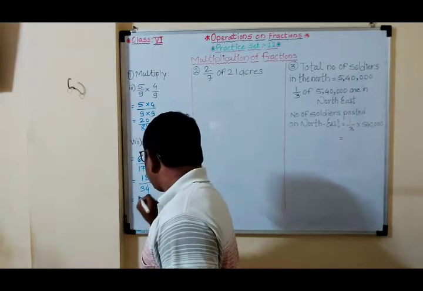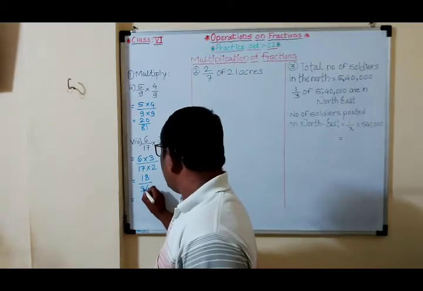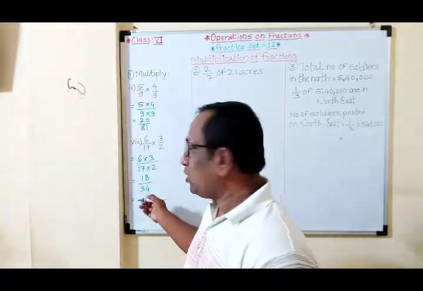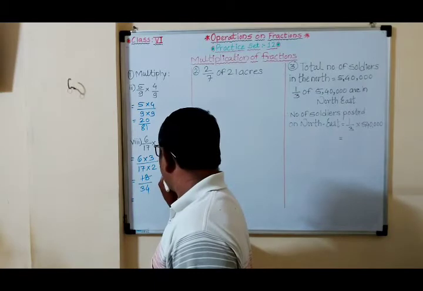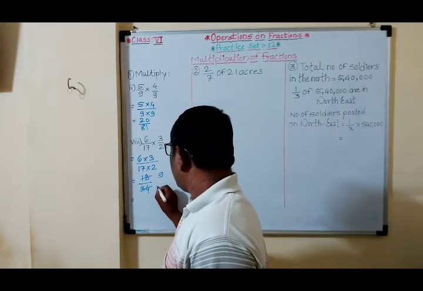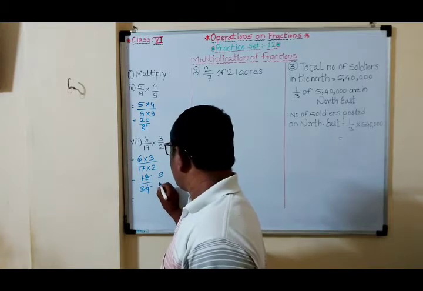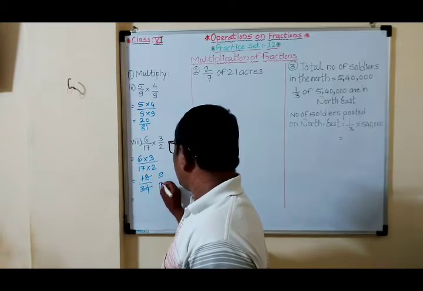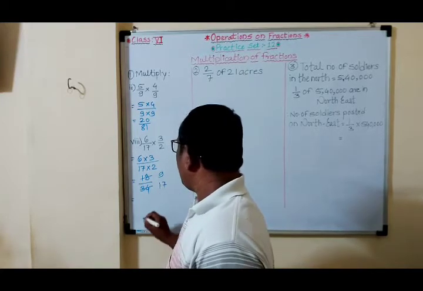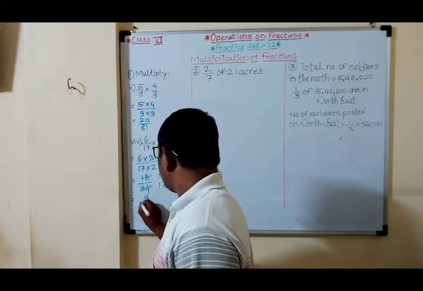So 18, if we divide 18 and 34 by 2, just see, 2 9s are 18, and 2 17s are 34. So 9 upon 17 we got.